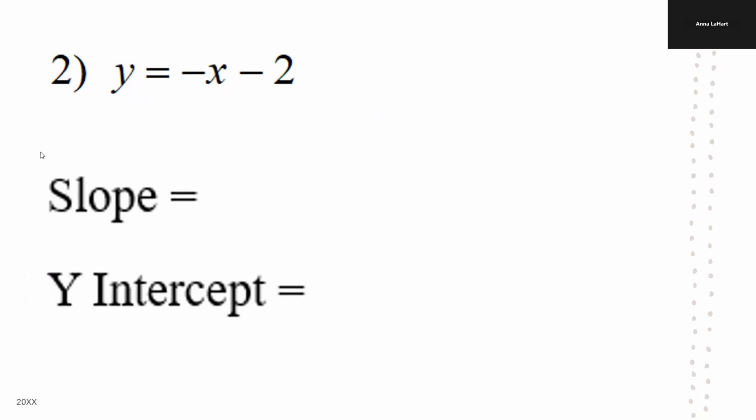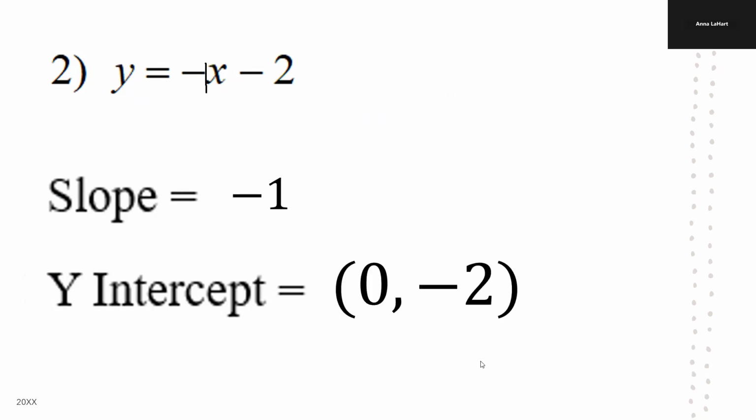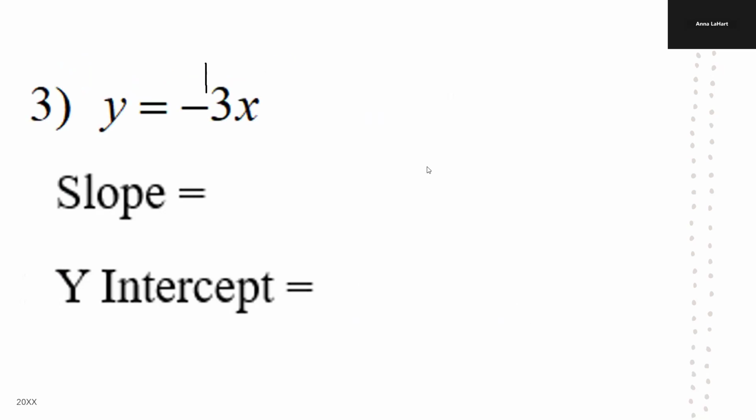This one was a little tricky. Remember, if it's just a sign, that's a -1, so therefore it would be -1. Then the y-intercept on that would be 0, -2. Number 3, in 3, 2, 1. The slope would be -3. The y-intercept, there is nothing in there, so if you want to put the +0, you can put the +0, but that is 0, 0.